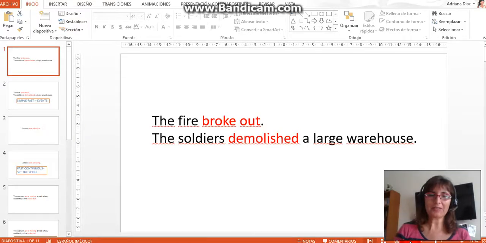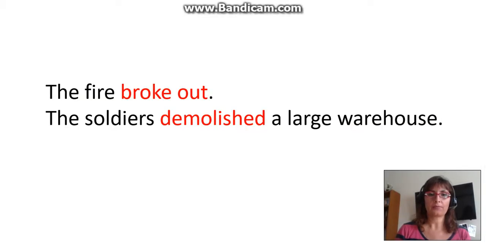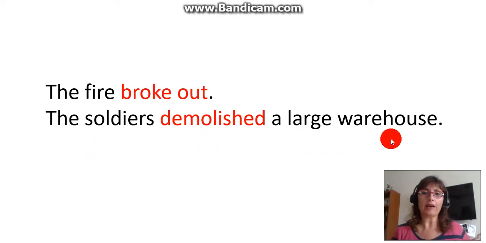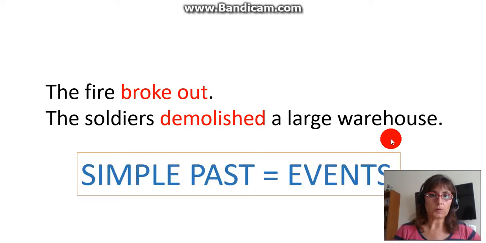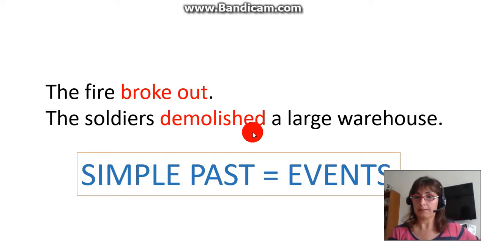Hello everyone. Today we are going to see how to make a good story, how to write a good story. Look at the tenses that we are going to use. Remember that in the story, in general, you tell events. Here we have an example. The fire broke out, the soldiers demolished a large warehouse. So in a story, you basically have a list of actions. One action, then another action, then another action. So we normally use the simple past. Can you see? Broke, demolished. This is in the past.